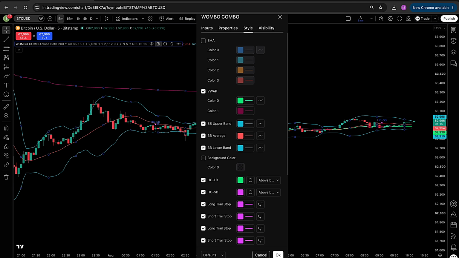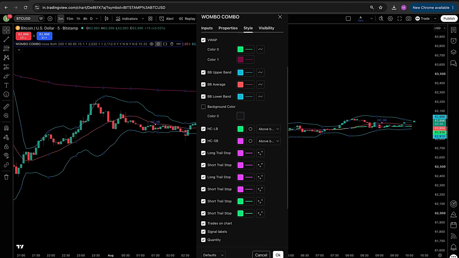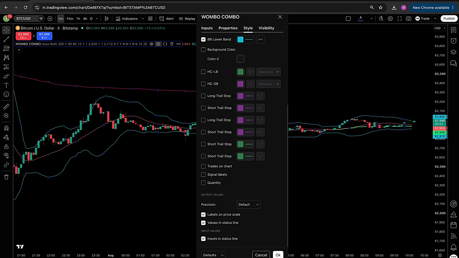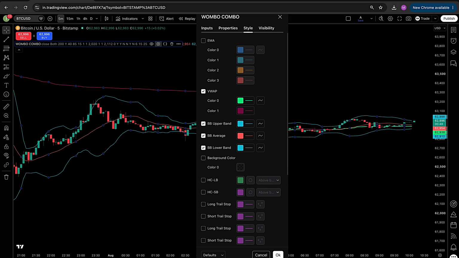We don't need the background color, so we'll turn that off here. After that, you'll see HCLP here. You need to close that as well. Close anything else you don't need. Just turn off everything we don't require here. We'll turn all these things off. Now, as you can see, our first indicator is set up, where we're only taking these four things. First is the VWAP here, and second is the upper band. Here, the third is the average, and the fourth is the lower band.